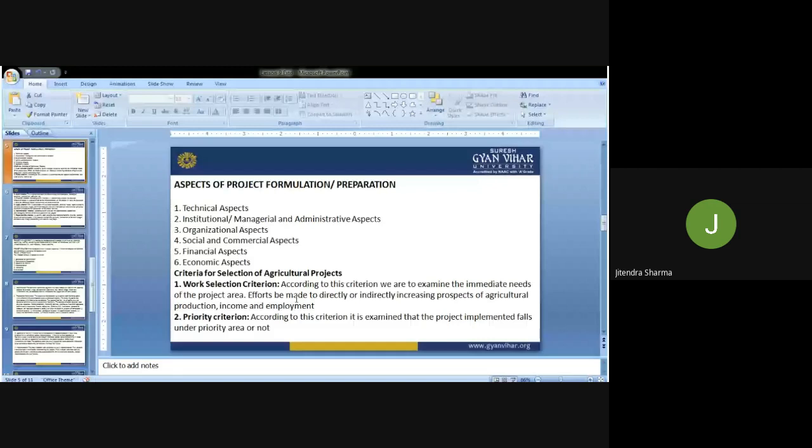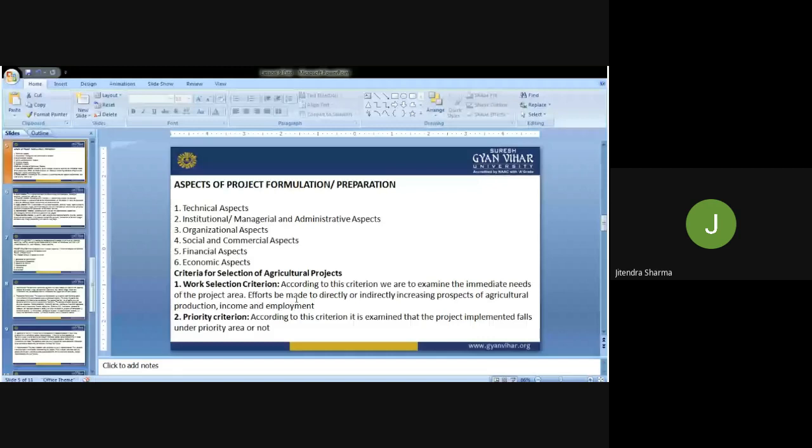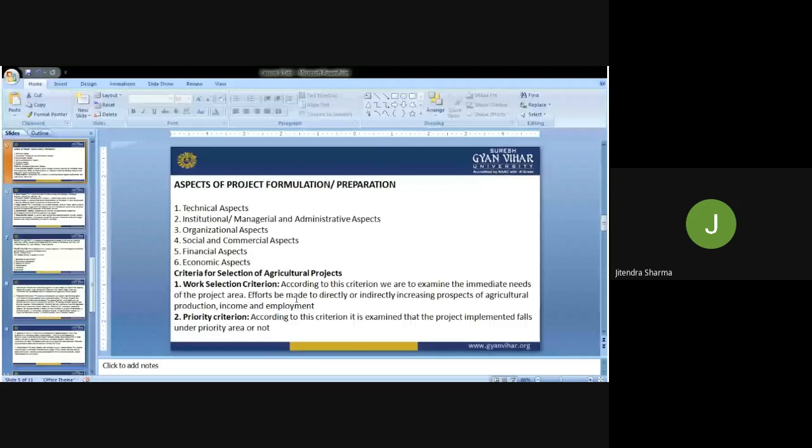So that is the social and commercial aspect. Commercially, whether it is viable or not, we have to discuss how we can get the resources. If we are starting any project, from which source we will get the raw material and all the things, and at what price we will get labor and management and all the things. That is also very important while we are formulating the project.